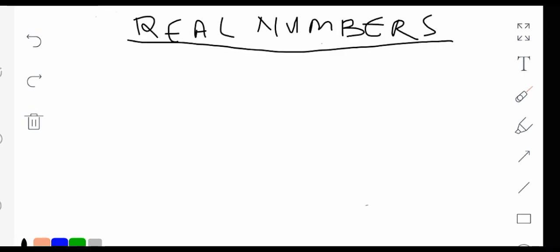And we can also call real numbers those numbers that are real. That's from my own way. Numbers that are real, in the sense that they are not fake numbers, they are real numbers.